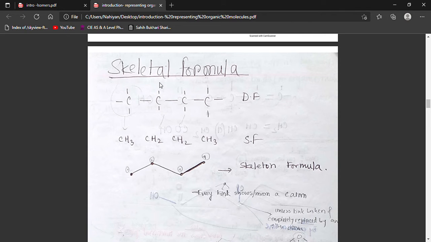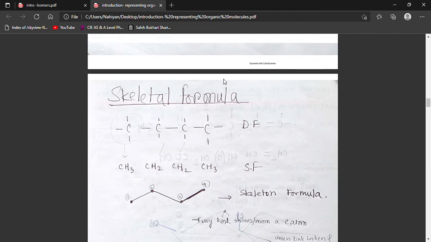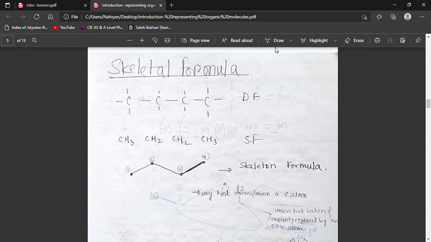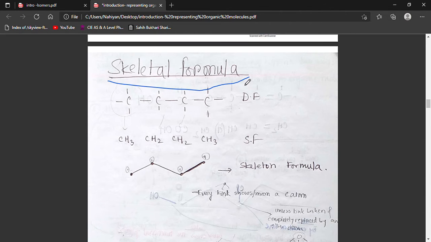Hello guys, so today we're going to have a further look into the skeletal formula. We were discussing skeletal formula in the previous class, but today we're going to do some questions on it. So let's have a quick review.